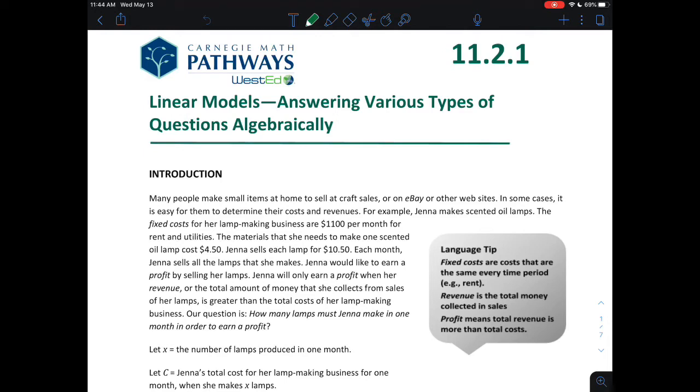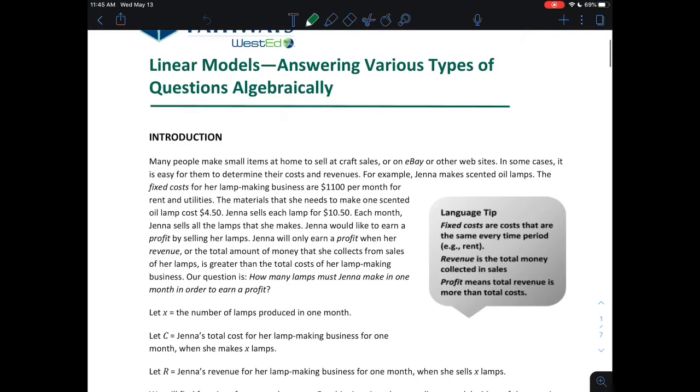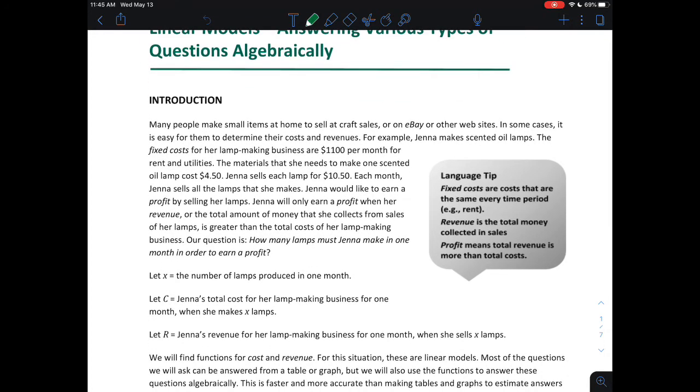Jenna will only earn a profit when her revenue, or the total amount of money that she collects from sales of her lamps, is greater than the total costs of her lamp-making business. Our question is, how many lamps must Jenna make in 1 month in order to earn a profit? Some of these terms are summarized on the right in the language tip. Fixed costs are costs that are the same every time period, for example, rent. Revenue is the total money collected in sales, and profit means the total revenue is more than the total costs.